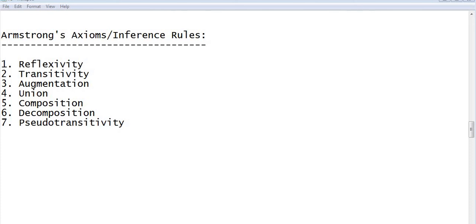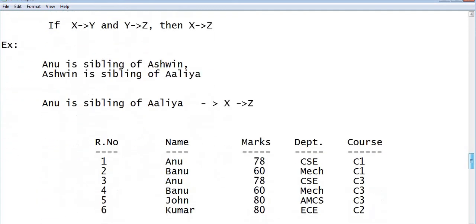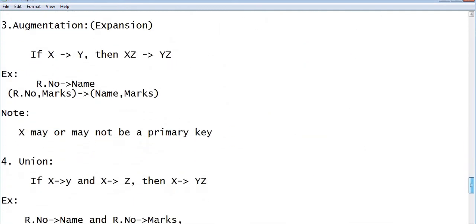We already discussed 2 rules, reflexivity and transitivity. Today we will discuss the third rule, called augmentation rule. Okay, so let's see what augmentation is. In general, the meaning of augmentation is expansion, or making things bigger. So the augmentation rule says, if X determines Y, then XZ determines YZ.